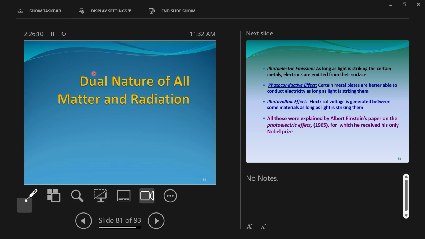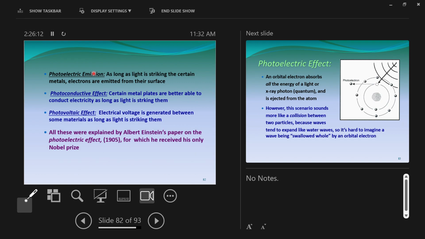So some things to get us started here, with the dual nature of matter and radiation. First is the photoelectric effect. I'm going to read the definition. We have a slide for it coming up. But the photoelectric emission, sorry, the photoelectric effect is this effect that if the right wavelength of light is shined onto some metal, electrons will be emitted from that surface. It might mean nothing right now, but it will hopefully in a moment.